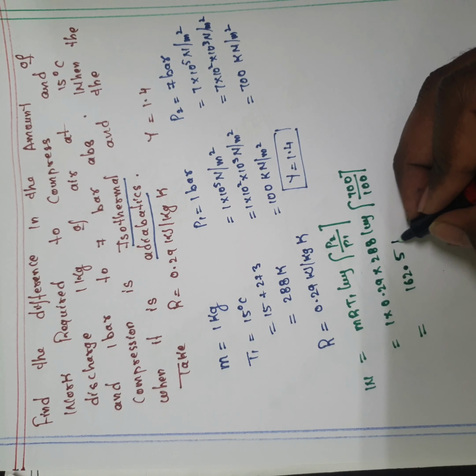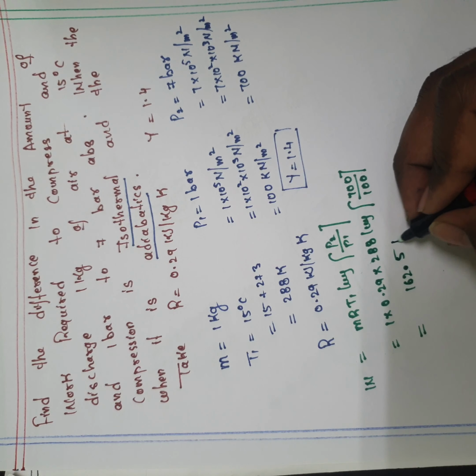If you solve with the calculator, you will get 162.5 kilojoules. This is the value for isothermal work done. Next step, you have to find the adiabatic work done.